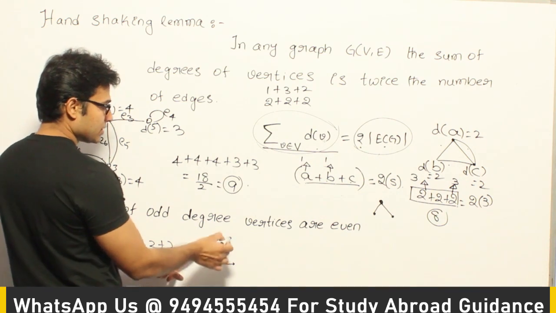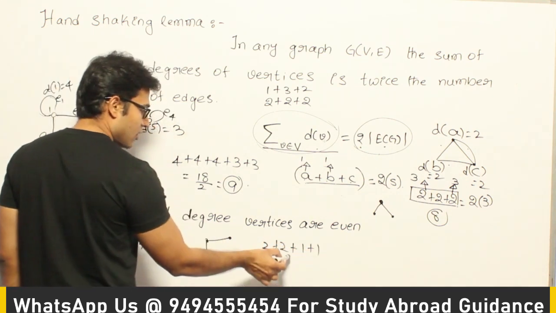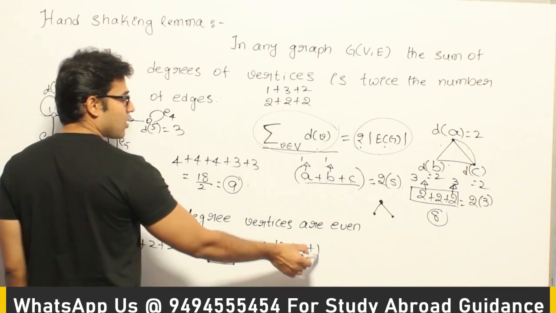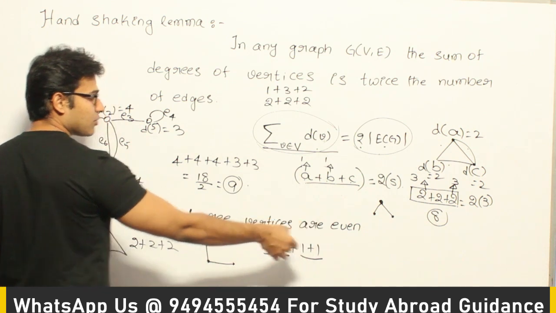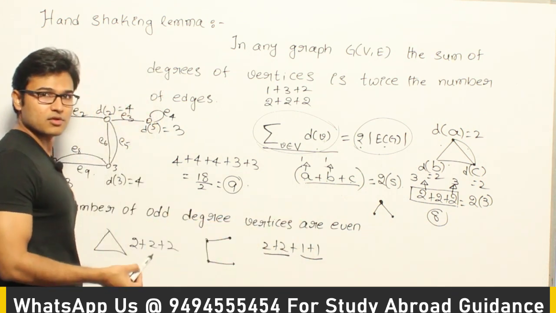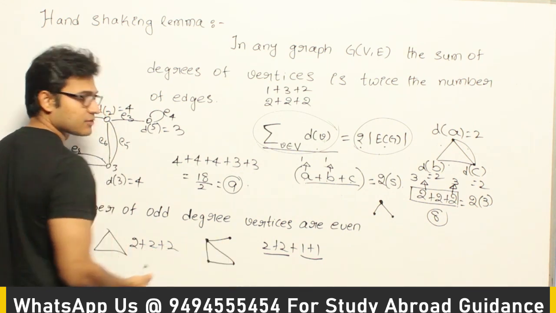2 plus 2 plus 1 plus 1, 2 plus 2 plus 1 plus 1, right? Now you leave out these even numbers. If you look at these odd numbers, there should be an even number of odd numbers, otherwise the total sum is not going to be an even number. Got it? And now let's say I have added one more this way.